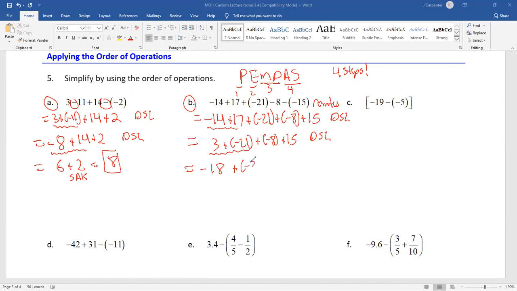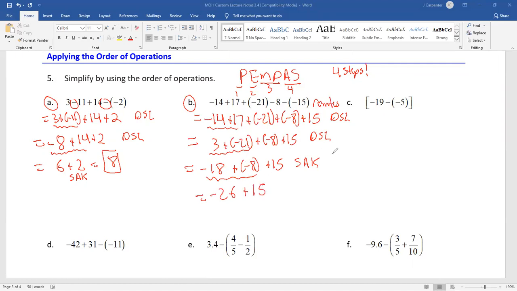Bring down the plus negative 8. Bring down the plus 15. Focus on the first pair of numbers. Again, this is all addition, so PEMDAS isn't really at play here. Just wanted to remind us. Okay, that's SAK, negative and a negative. So we add the numbers, 18 and 8 make 26. They're both negative, so we keep the sign, negative 26.